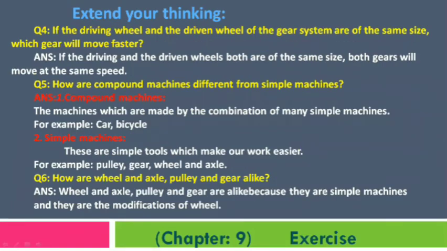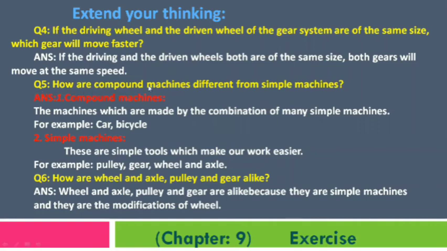Question number 4: if the driving wheel and driven wheel of the gear system are the same size, which gear will move faster? That is very common. If both are the same size, definitely both gears will move at the same speed. Speed will change when one of the gears is a smaller size. So both are the same size, so the speed is the same for both gears.